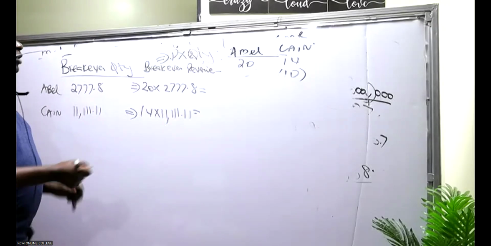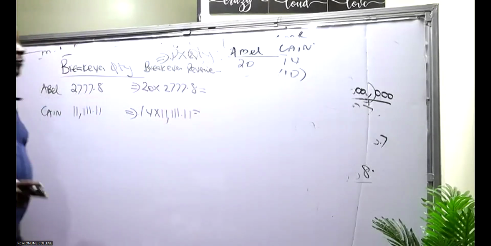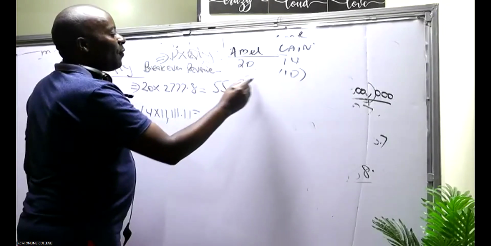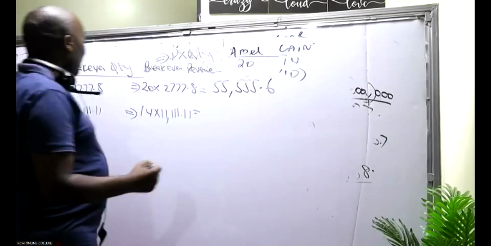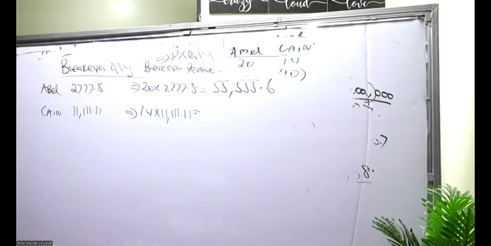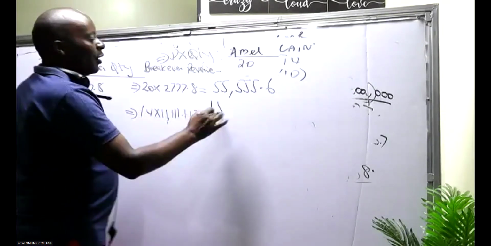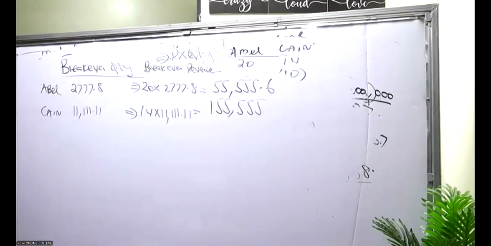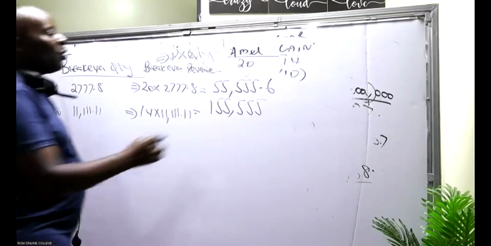So is there somebody, first of all, who will be able to give us this 20 times that? This one here gives, according to Madam Lillian, 55,555.6. How about Cain? Sales revenue from Cain. Thank you very much, Keziah. Thank you very much, Anne. Cain is 155,555.68.4. One and the same.